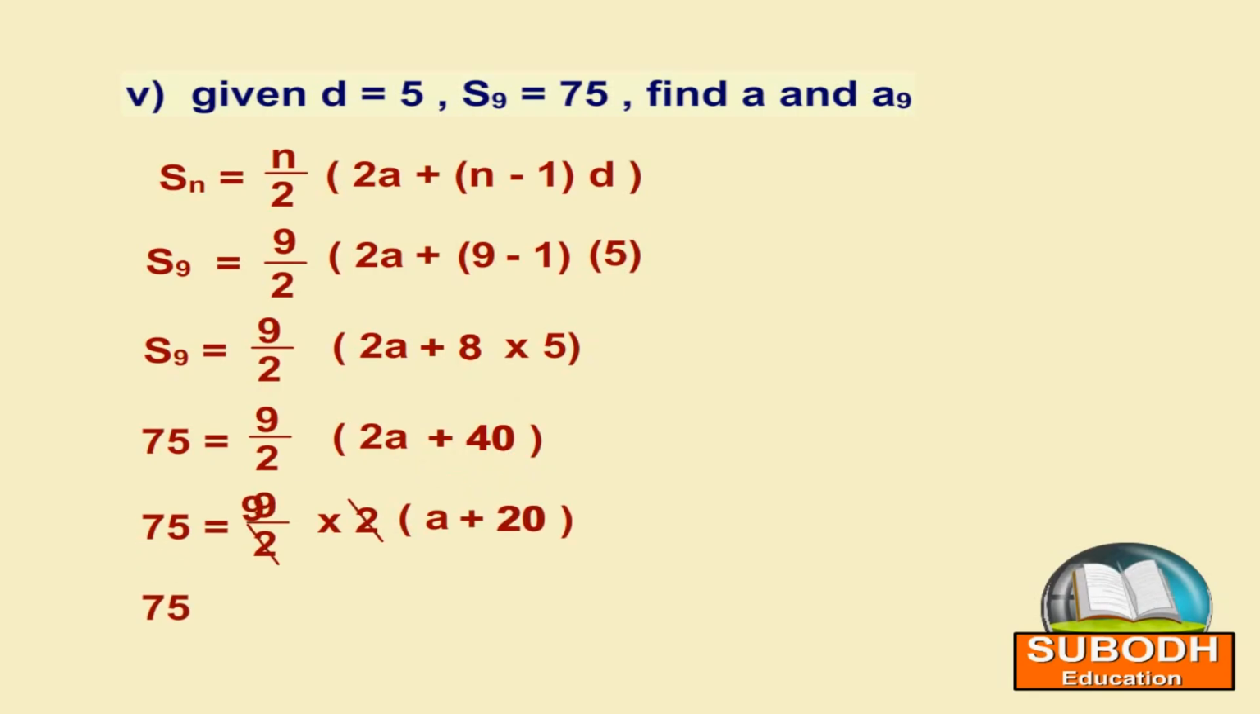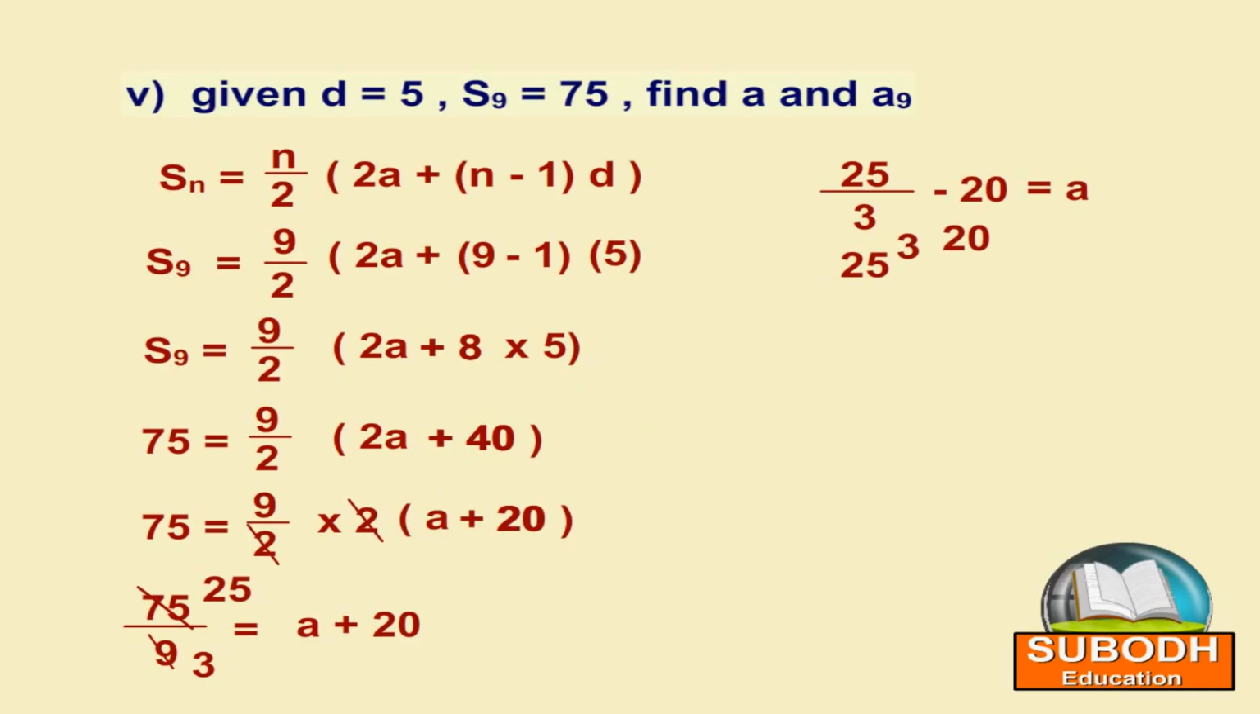75, transfer the multiple 9 with division, is equal to a plus 20. 3 threes are 9, 25 is 75. 25 by 3, transfer 20 with minus 20, is equal to a. 25 minus 60 by 3 is equal to a. 25 minus 60, minus 35 by 3, is equal to a.